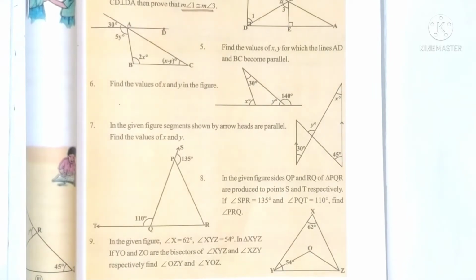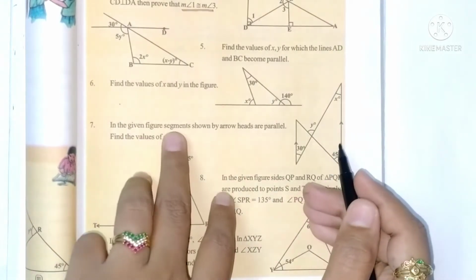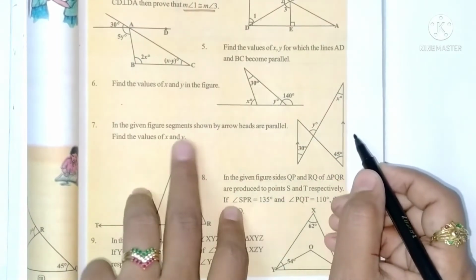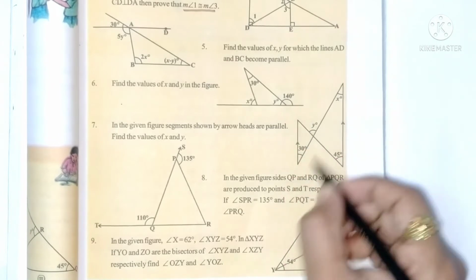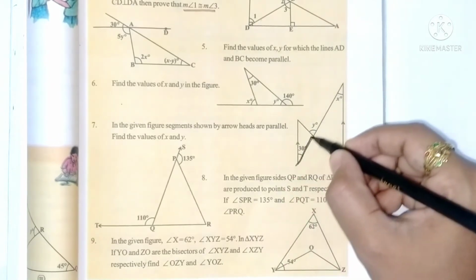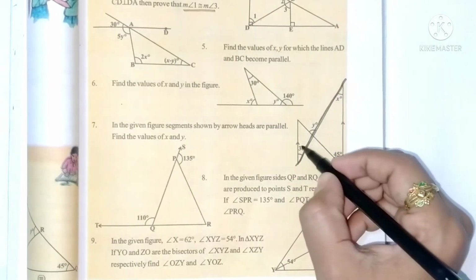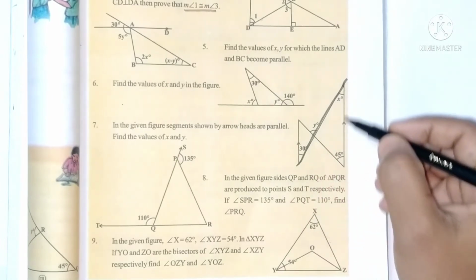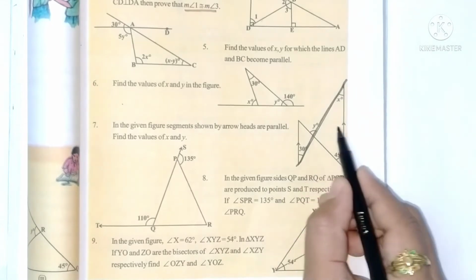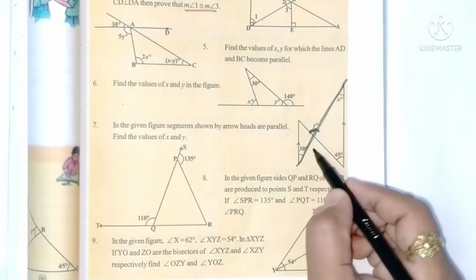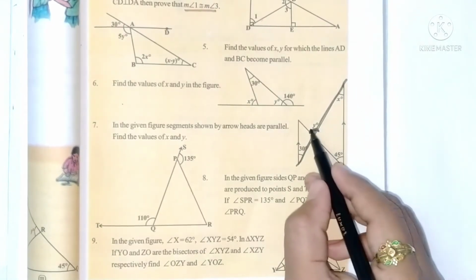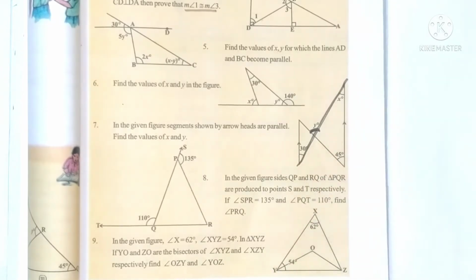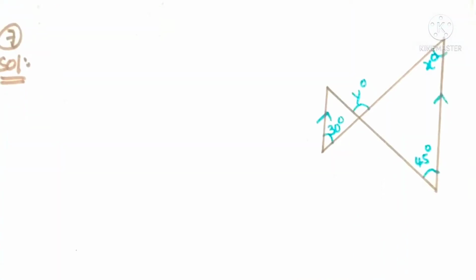Seventh problem. In the given figure, segments shown by arrowheads are parallel. Find the value of x. These two lines are parallel and if it is a transversal line, x equals 30, alternate interior angles. And this is a triangle. y is the external angle to this triangle. So the external angle equals the sum of its opposite two interior angles. So very easily we can find out.